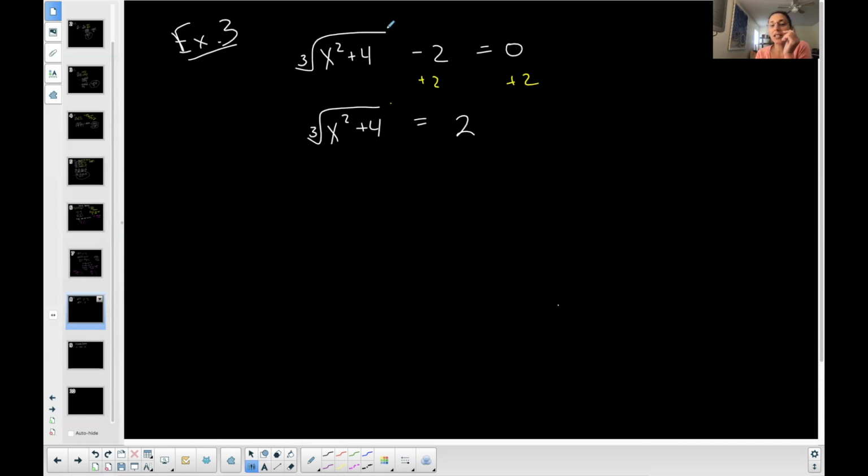You could see that this radical sign ends here. So this -2 is not part of it, which is why I knew that I needed to move it to the other side.